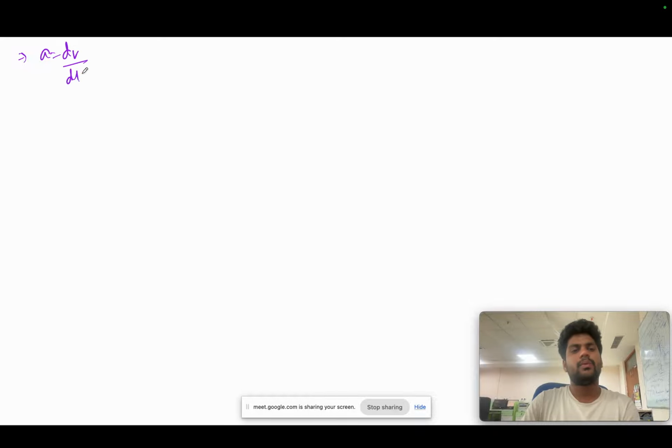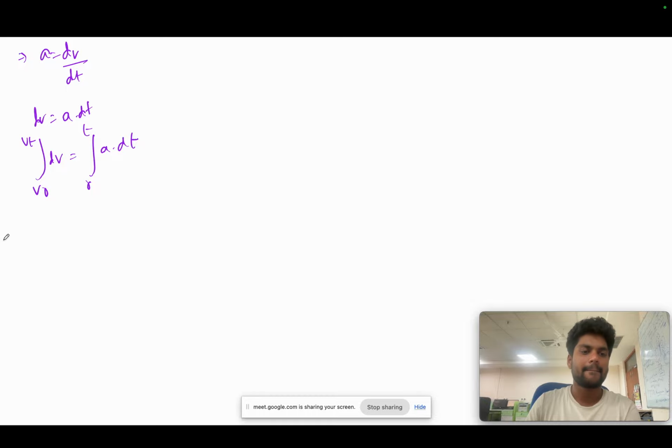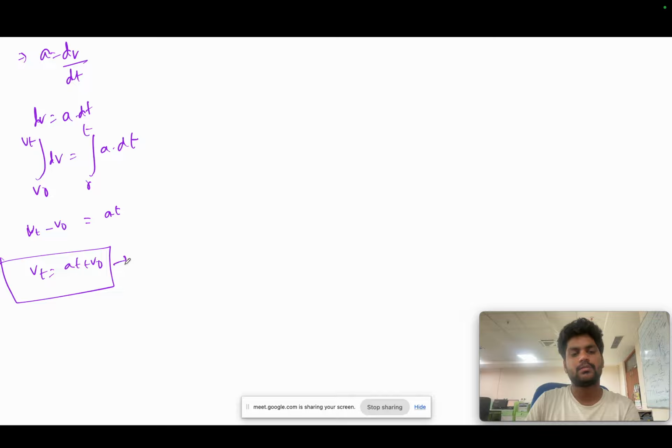a is equal to dv by dt, and integrating, dv equals a into dt. So now integral of dv equals integral of a dt from v0 to vt, with time from 0 to t. Now we get vt minus v0 equals a into t. So vt equals at plus v0. This is the first equation.